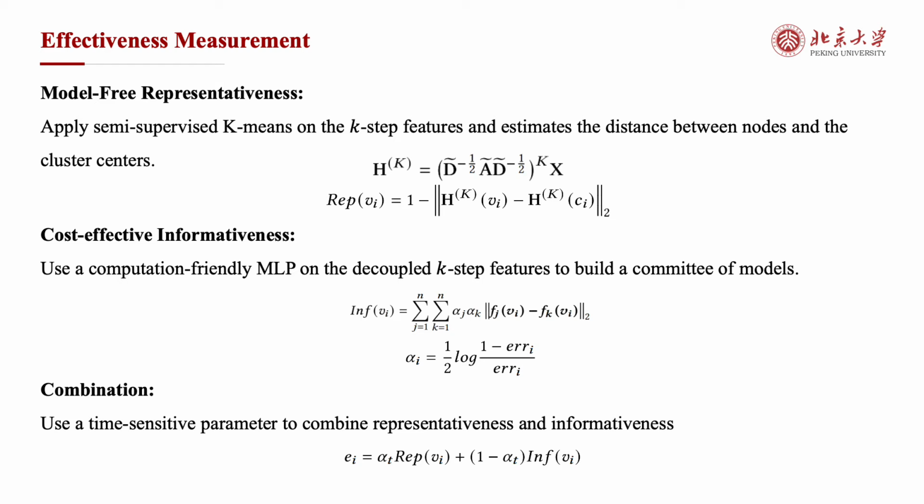Then, the cost-effective informativeness. We use a computation-friendly MLP on the decoupled k-step features to build a committee of models. By using the approximate MLP, ALG spends less computational costs compared with the previous researches that used the original GCN. The final definition of effectiveness is the combination of the representativeness and informativeness using a time-sensitive parameter.